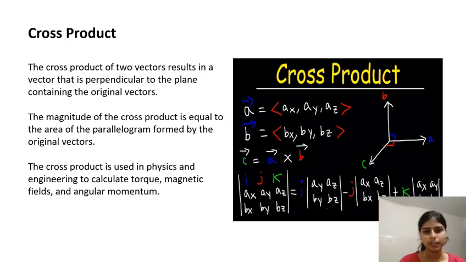Let's come to the cross product. The cross product of two vectors results in a vector that is perpendicular to the plane containing the original vectors. The magnitude of the cross product is equal to the area of the parallelogram formed by the original vectors. The cross product is used in physics and engineering to calculate torque, magnetic fields, and angular momentum.